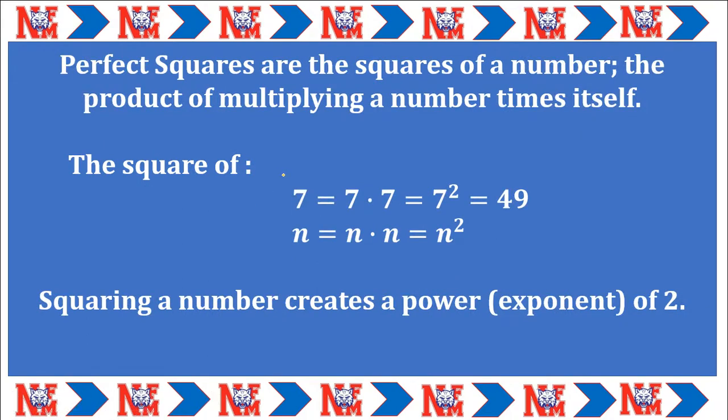So perfect squares are the squares of a number, the product of multiplying a number times itself. So for example, the square of 7 is 49 because 7 times 7, or 7 squared, is 49. So squaring a number creates a power of 2. So 49 is a perfect squared number.